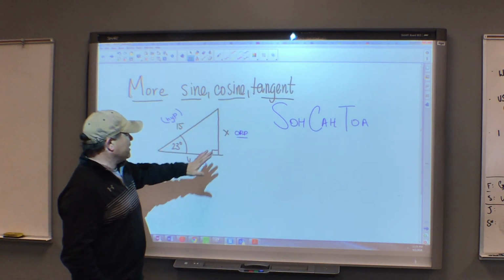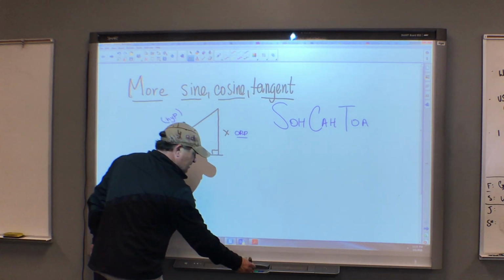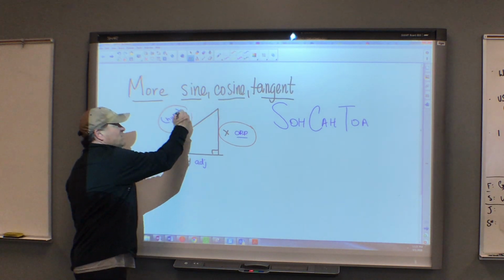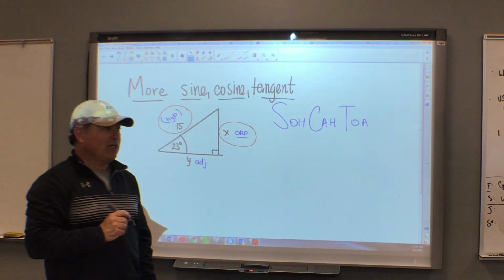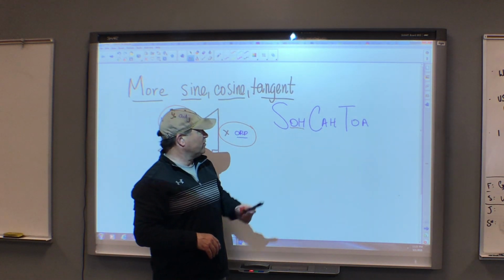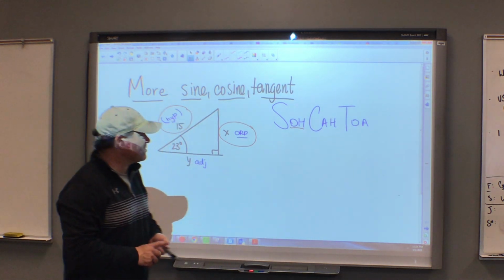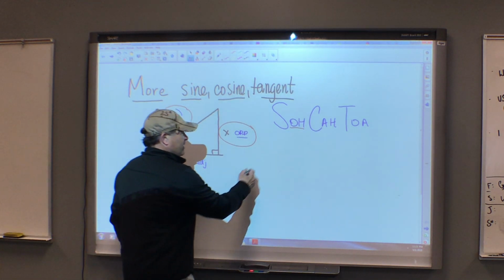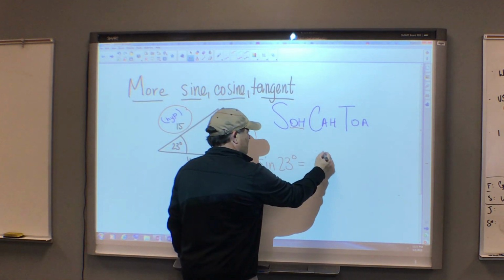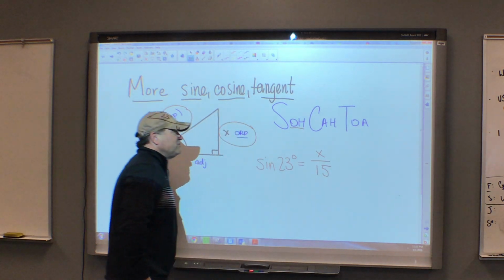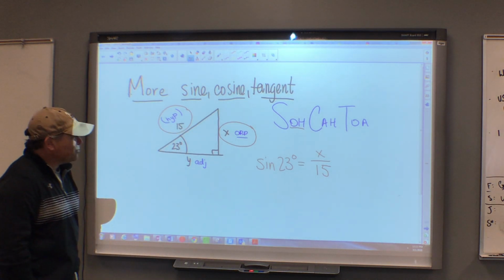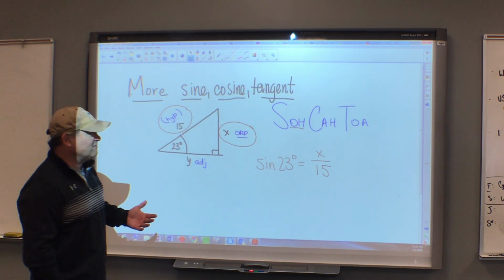Okay? So as we go through here, and we want to say, well, I want to find x, which is the opposite, and I know 15, which is the hypotenuse, which trig function relates opposite and hypotenuse together? Right away we run into sine. Sine is opposite over hypotenuse. So our setup, the sine of 23 degrees is x over 15, because x is the opposite, 15 is the hypotenuse. Now we've got to solve for x, obviously.